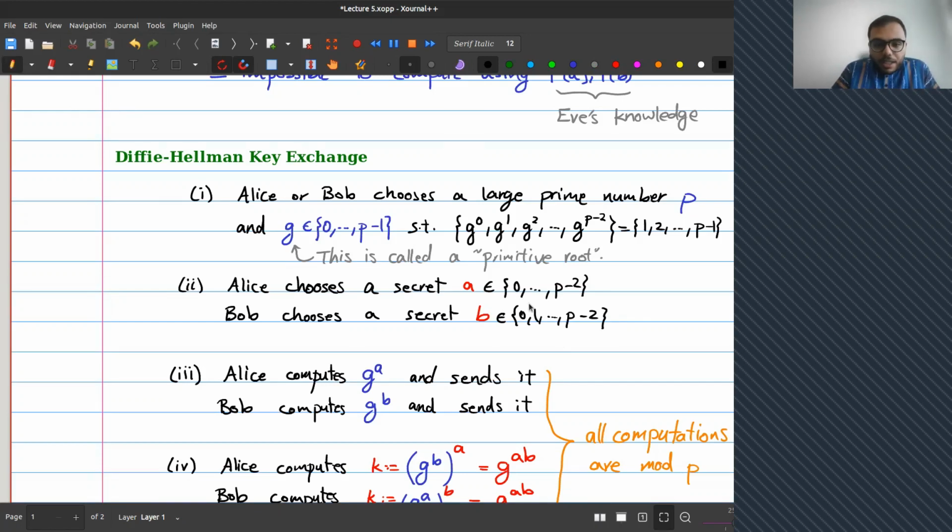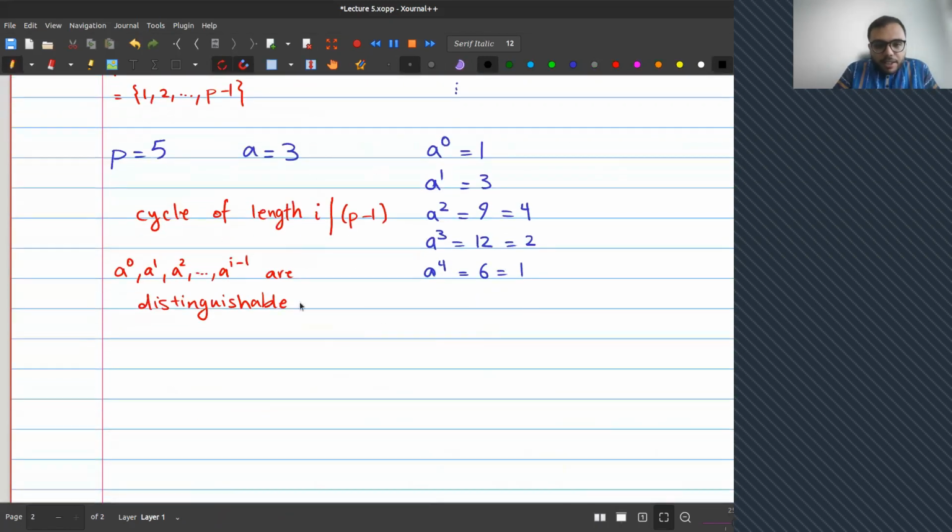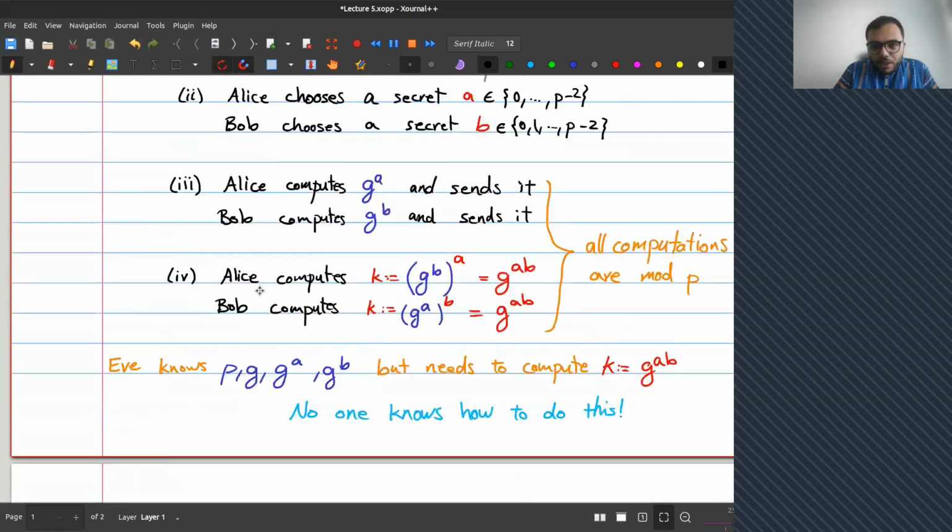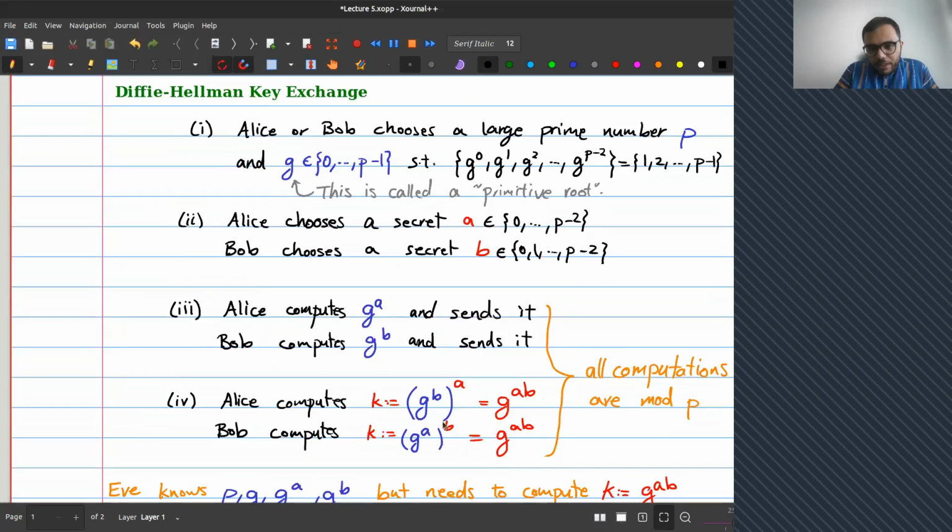Why is that? Because again, here I have a cycle of length p minus 1. So I have p minus 1 distinguishable elements, right? a to the power of 0, a to the power of 1, all the way to a to the power of p minus 2. So when I'm choosing this power, I can choose between 0 and p minus 2. I cannot choose p minus 1 itself because a to the power of p minus 1 is the same as a to the power of 0, so I cannot distinguish those two.